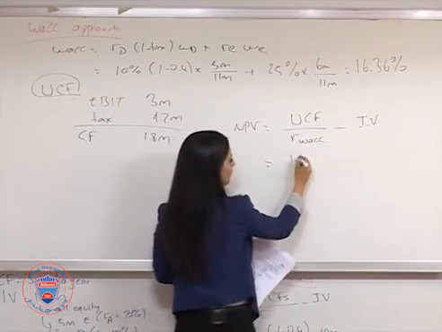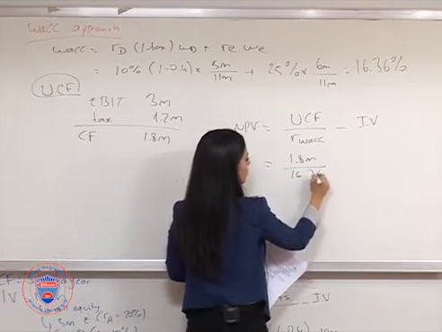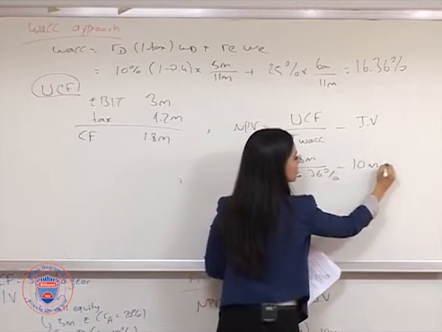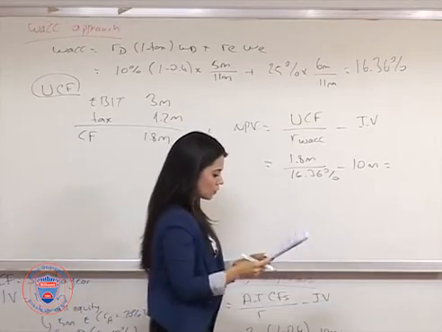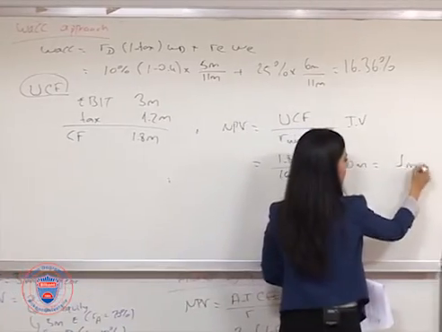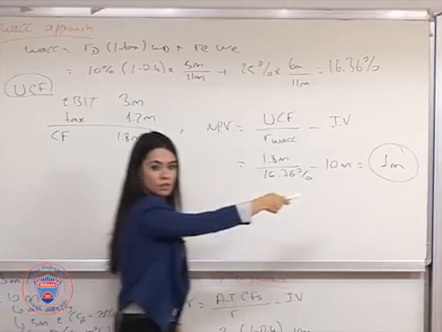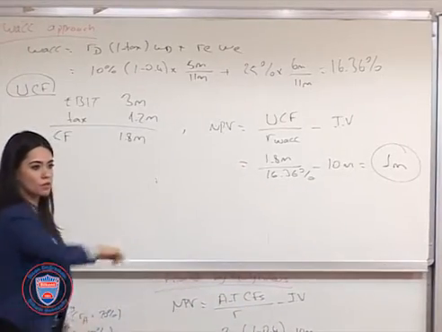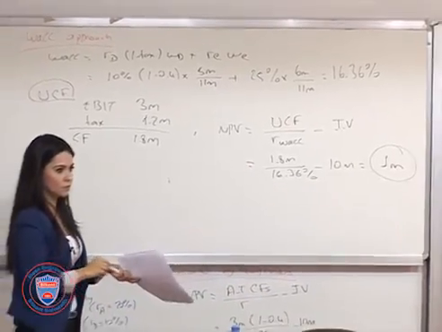So I have 1.8 million over 16.36% minus initial investment of 10 million. So it's going to be equal to 1 million again. So flow to equity or weighted average cost of capital, same thing.